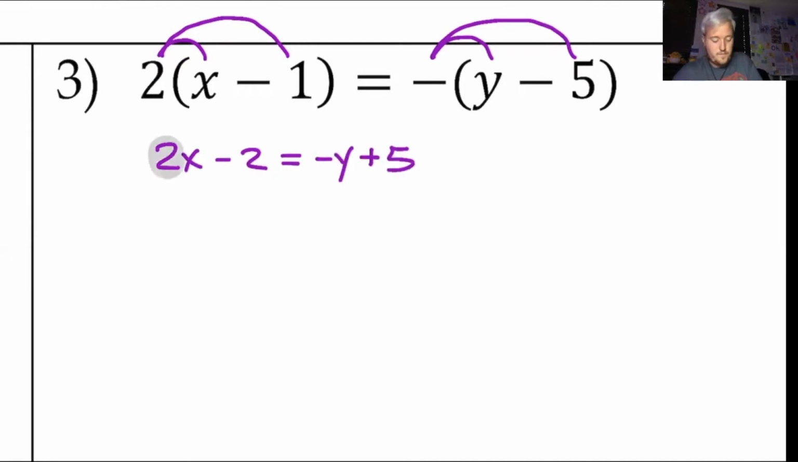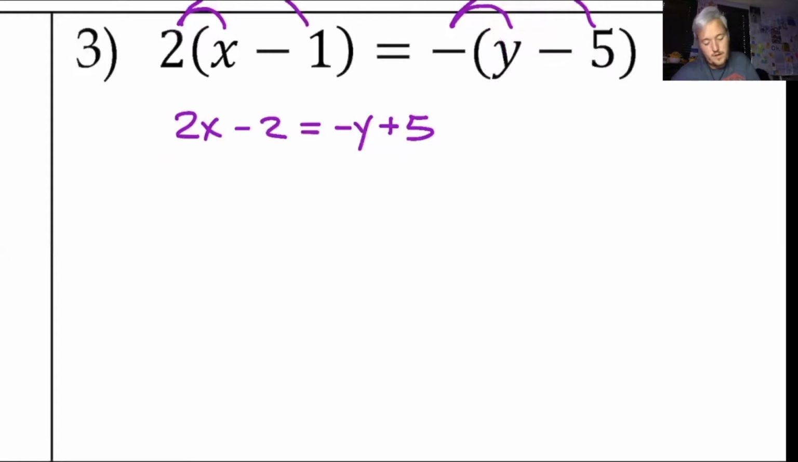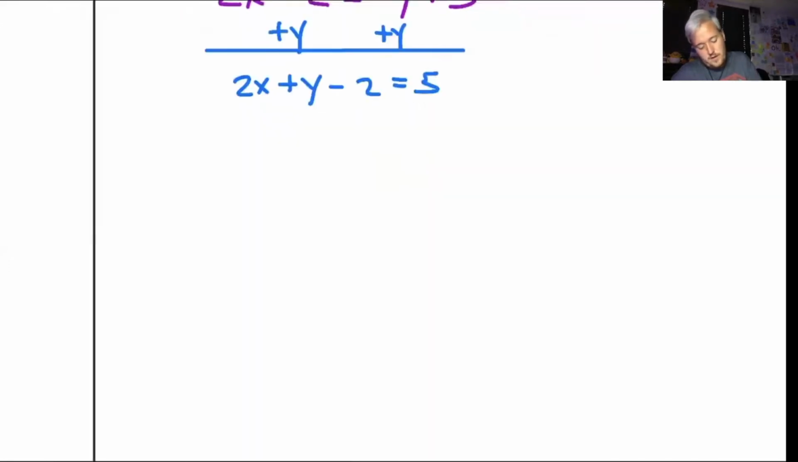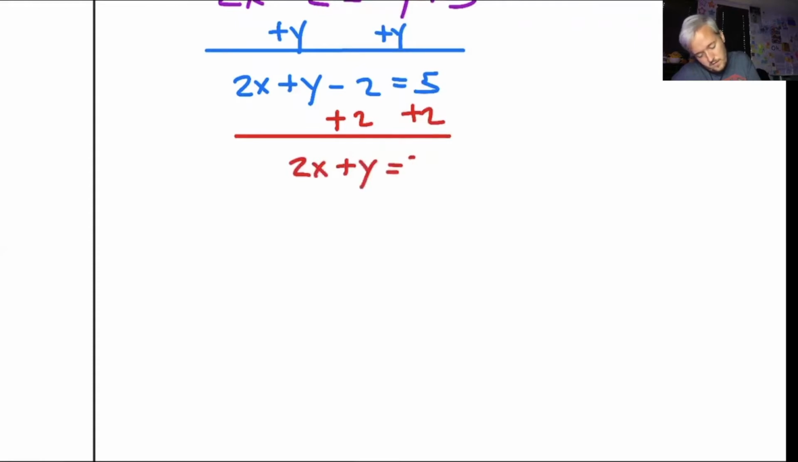As always, use your x value as your pivot point. It is positive and a whole number, so I'm keeping it where it is. Everything moves according to that. So I need to get my y over on that side, so I'm going to add y over. So I have 2x plus y minus 2 equals 5. Then I need to get rid of this 2, so I'm going to add it to both sides. So I have 2x plus y equals 7. There we go.